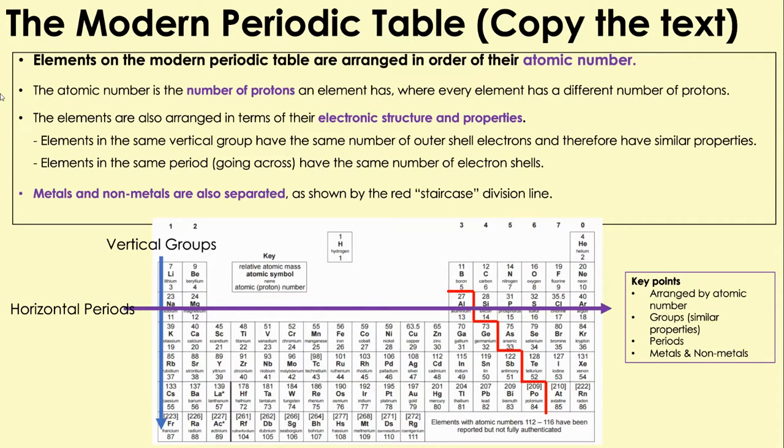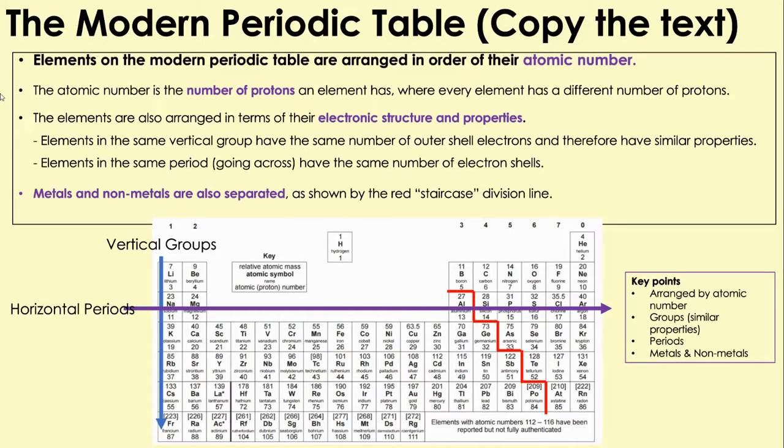So if you think back to the last lesson, we learned that to start with, it was in terms of their mass. So now it's arranged in order of the atomic number, and the atomic number is the same as the number of protons that an element's got, because each element has got a different number of protons. So the number of protons defines which element it is.